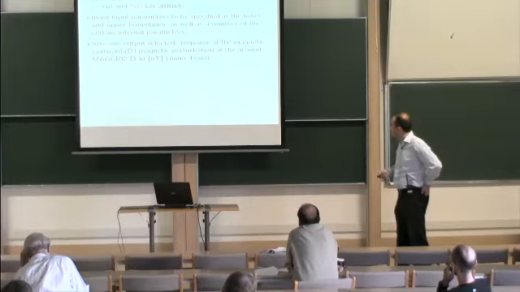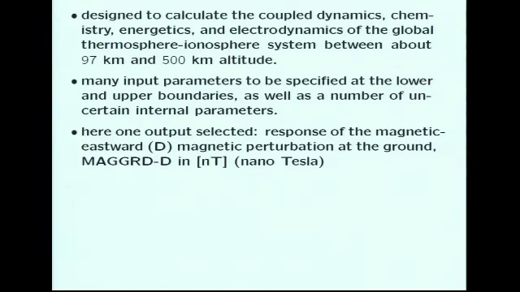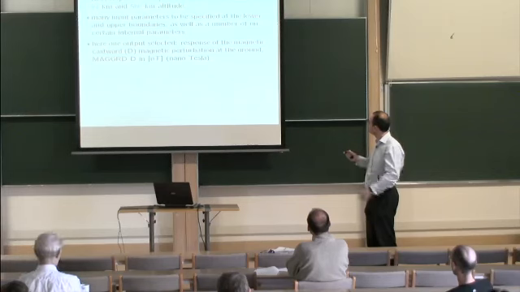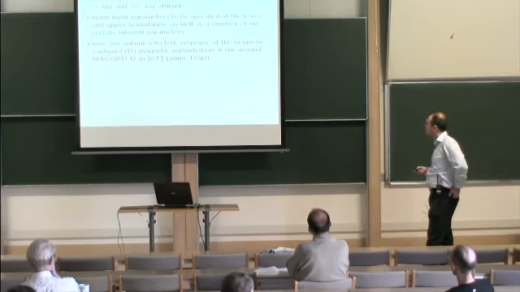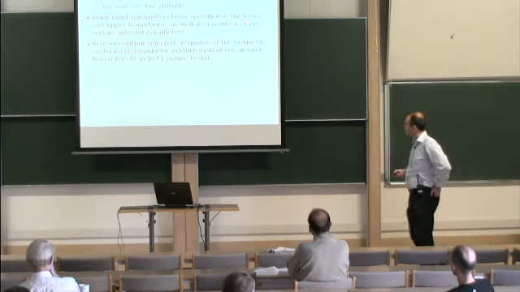It's designed to calculate many things, but the dynamics, chemistry, energetics, electrodynamics, only above about 100 kilometers, up to 500. I think that above that it's the magnetosphere. I think they have a model for the magnetosphere as well, if you remember, Jonty. I think a very nice one. But this is just for this model. There are many input parameters to be specified, at the lower and upper boundaries, and a number of uncertain internal parameters.